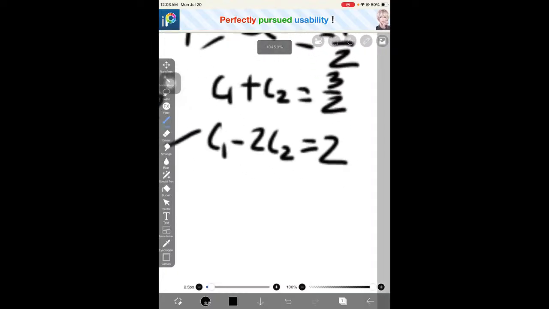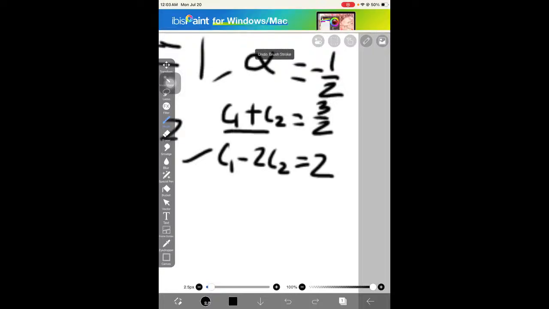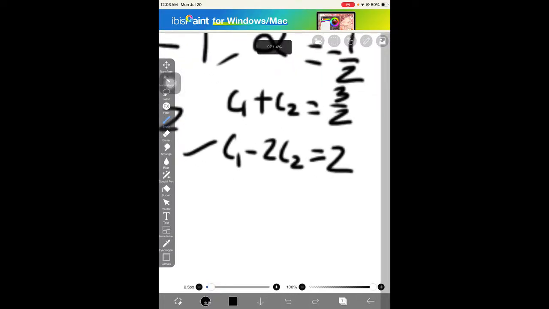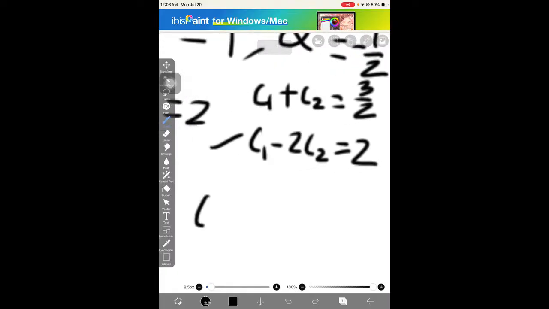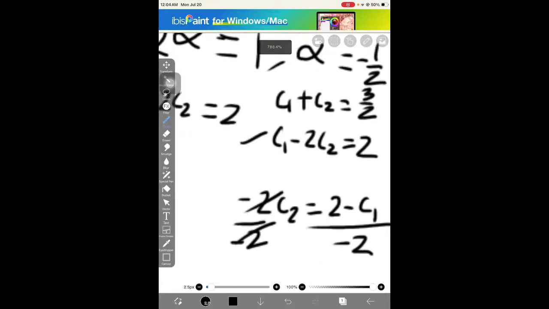So I want to isolate. Which one do I isolate? Do I use this one or do I use this one? I'm gonna use this. c sub 1 minus 2c sub 2, and that's equals to 2. Negative 2c sub 2 is equals to 2 minus c sub 1. Divide both sides by negative 2. That's my c sub 2.